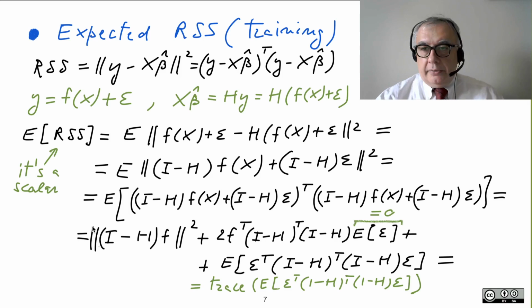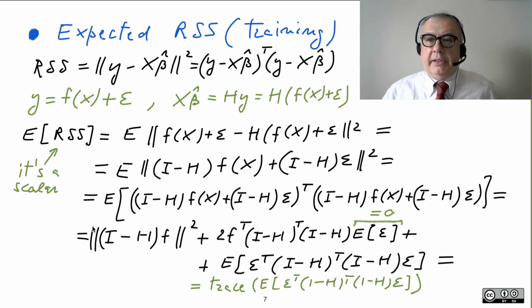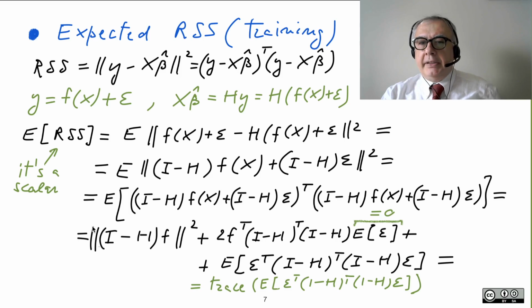Okay, now we are ready to start with the derivation, and the first step is analyzing the expected value of the residual sum of squares computed on the training data. So RSS is given by this expression. It is a squared norm that we can write also in this way.